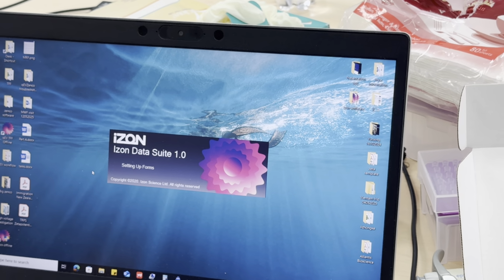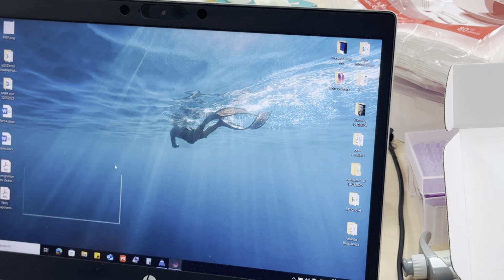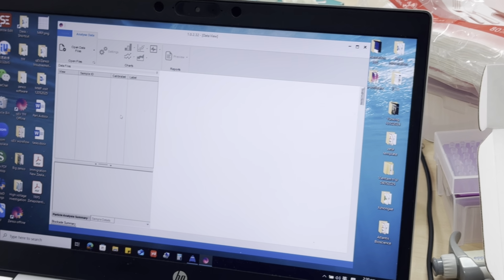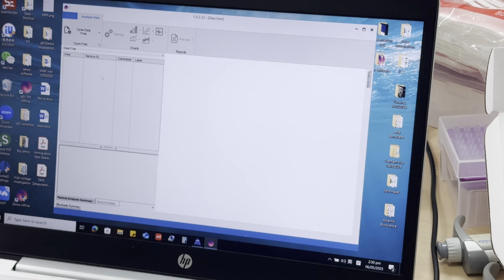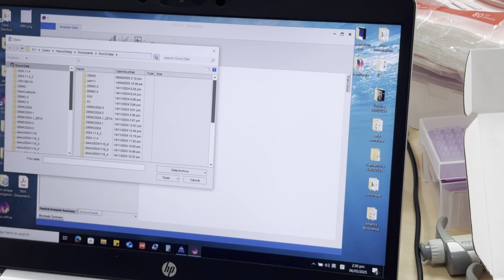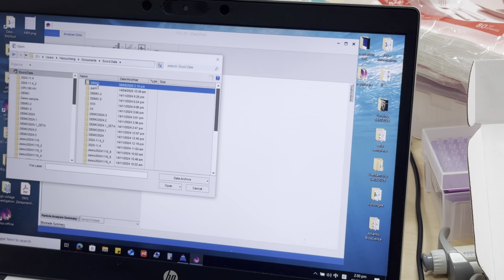We don't do real-time calculation because we record the data for each particle. It takes a lot of memory of the system. It's really hard, so we do it after. So this one, the data is here, demo.